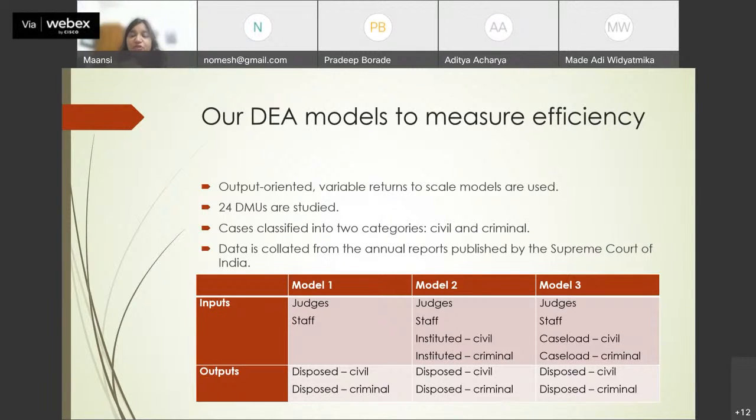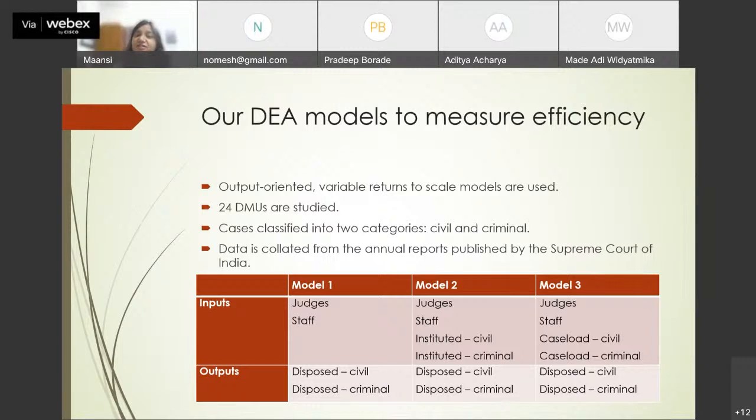So what do our DEA models do? Firstly, we take output-oriented VRS models in our study. Output-oriented because we have a given level of input, that is the number of cases that are, say, instituted during the year, and we are trying to maximize our output, that is the number of cases that are disposed during the year. Secondly, we are studying 24 DMUs, that is our 24 high courts, during the given time period of 2015 to 2018. We've studied for a 3-year period.